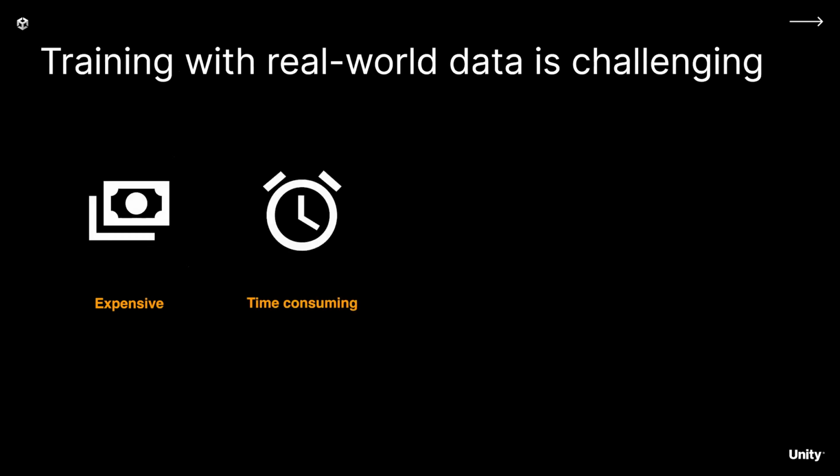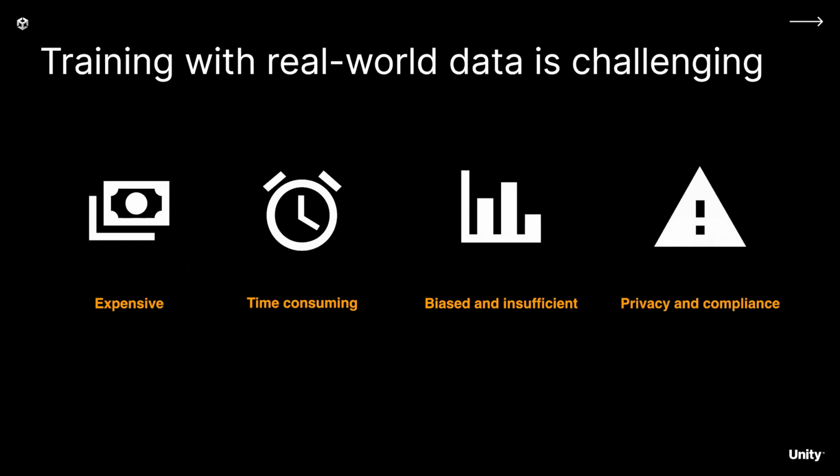As I'm sure everybody here knows, training with real world data is challenging. Getting real world data can be expensive, time consuming to collect and annotate. Sometimes it can be biased and insufficient, requiring us to re-annotate or recollect data. And often, particularly in human-centric tasks, it can be privacy non-compliant.